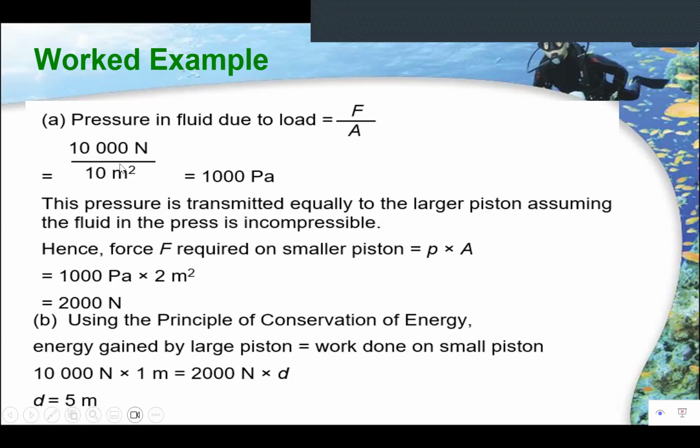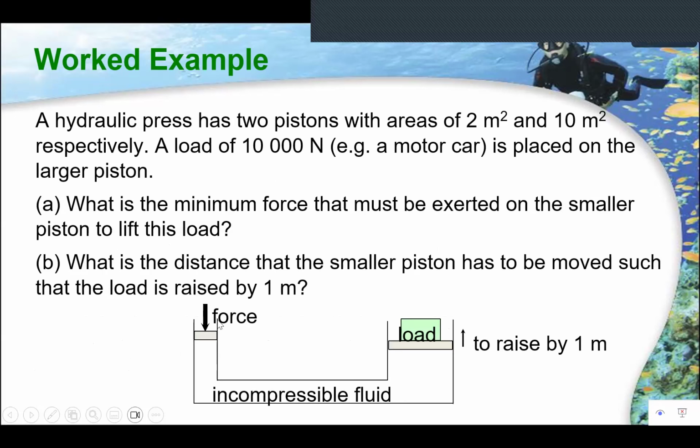Okay, next one. I want to find the distance moved. So this load is raised by 1 meter. Whenever I'm trying to find the distance moved, I need to use the conservation of energy, which says that how much work is done on this small piston must equal how much work is done on the big piston, because work done is the same as energy, in joules. Energy cannot be created or destroyed. So if I have 5 joules of work done here, or 5 joules of energy applied here, I should also have 5 joules of energy over here by this movement of this piston.